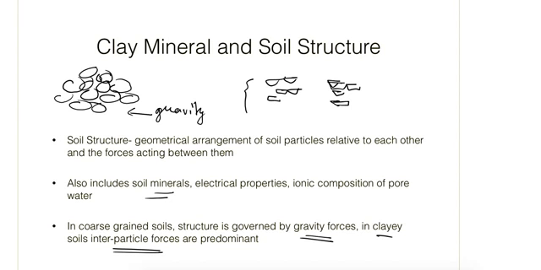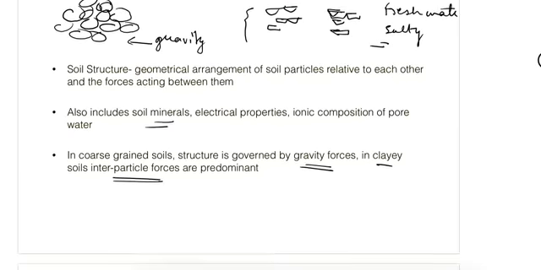And the ionic composition of pore water, so the water which is there in the pores. What is the ionic composition of that water? It means whether it is fresh water, acidic or alkaline or salty water, that will affect the soil structure. So we'll see these factors one by one.